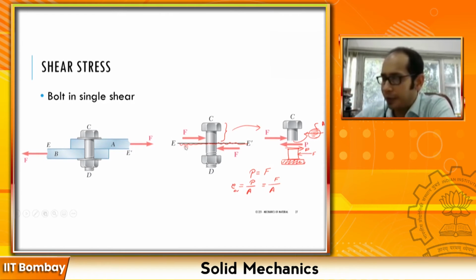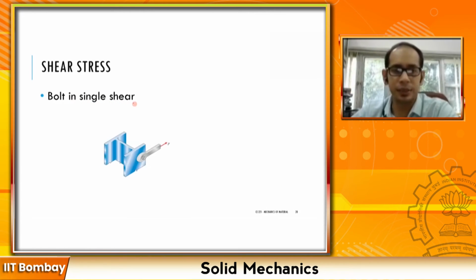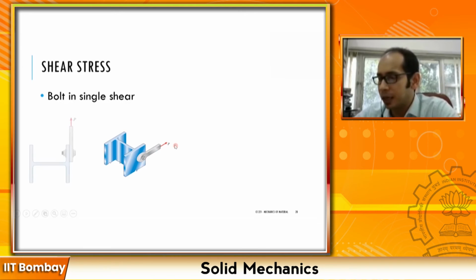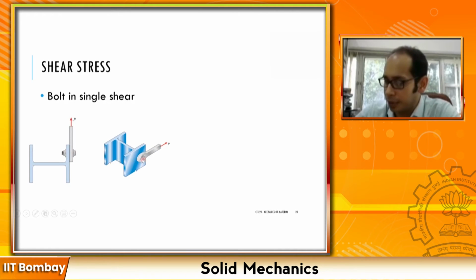Now, since this bolt has one plane of failure, this is called a bolt in single shear. Another example of a bolt in single shear: if you have a steel I section like this, and you put a bolt and you are pulling it, say maybe this is a spanner. If you look in another view, this is the bolt, the back section of the bolt you're looking at, essentially the same thing. When you're pulling it, this bolt again has one single plane of failure, so this is also a bolt in single shear.